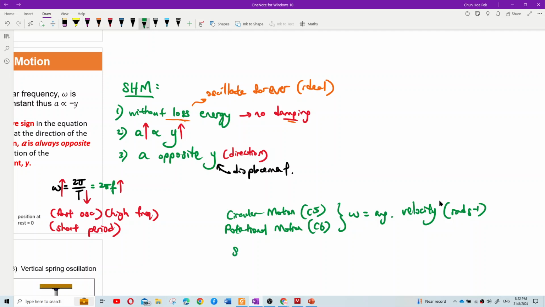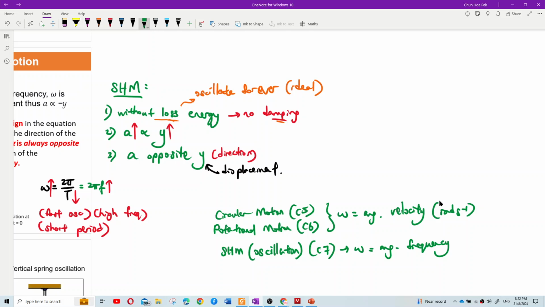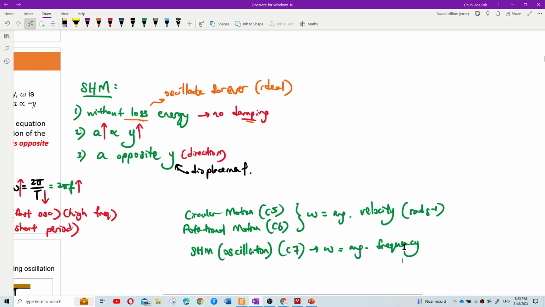But in simple harmonic motion, or we call it oscillation, now we learn about oscillation. Ayunan. Which chapter? Chapter 7. Our omega has a new name, but it's still the same thing. We call it angular frequency. So this angular frequency is the same as angular velocity. But in this chapter, we normally call it angular frequency instead of angular velocity.